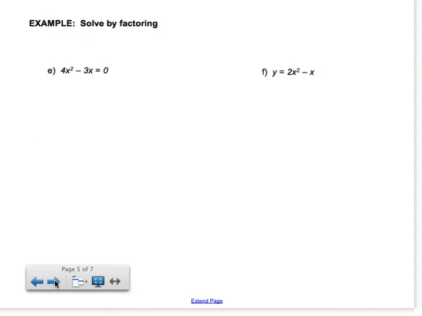Try these next two on your own. Pause the video and try them. And then I'm going to solve them. And I'm just going to go through them quickly without talking. So pause now and try them.